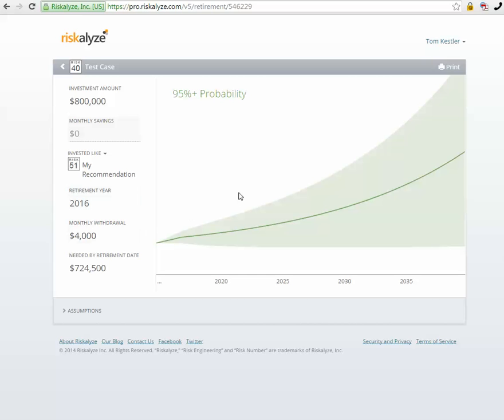I would recommend, if it's something you'd like to take a closer look at, you just go to www.riskalyze.com. And on their main screen is a tool that will give you a little bit more detailed explanation of how the tool works, and hopefully it will provide some value.